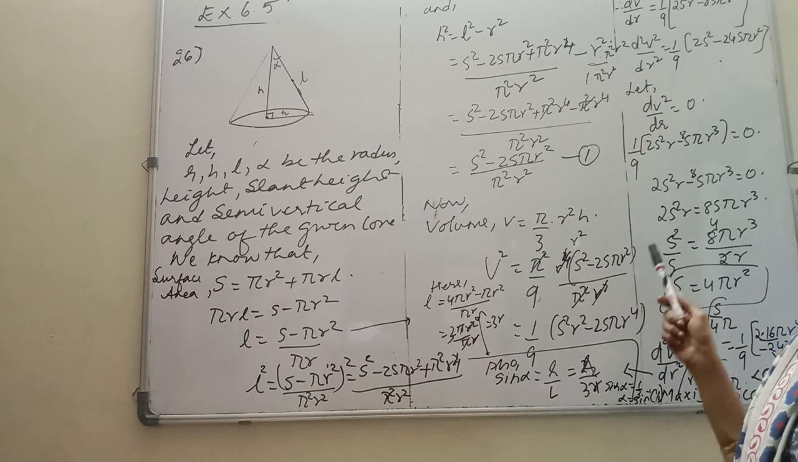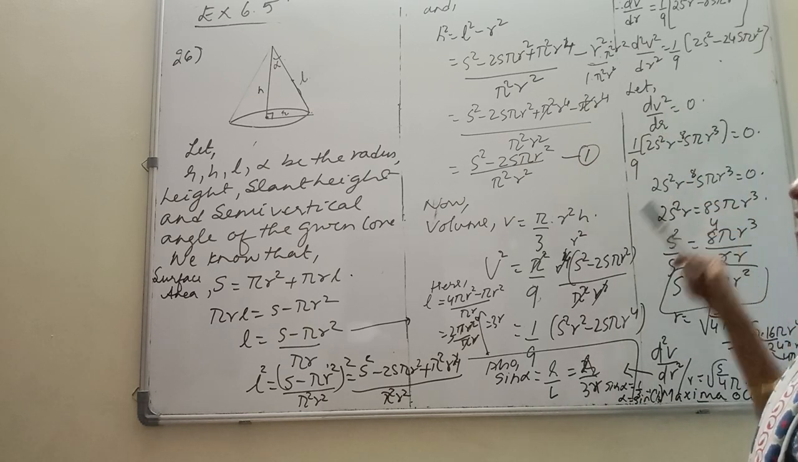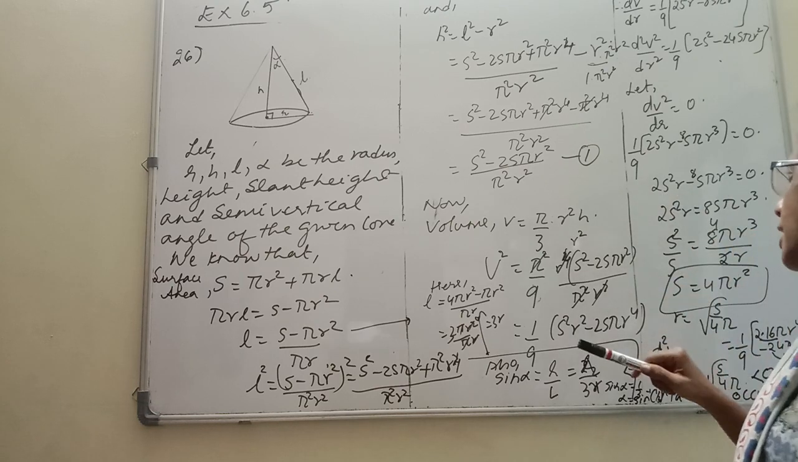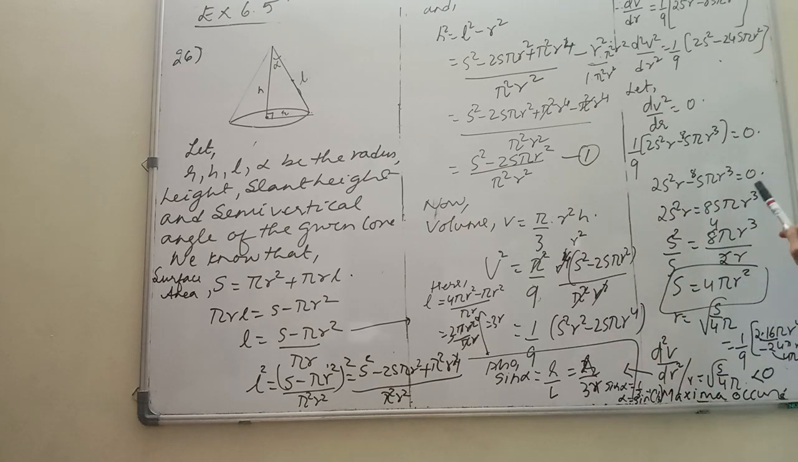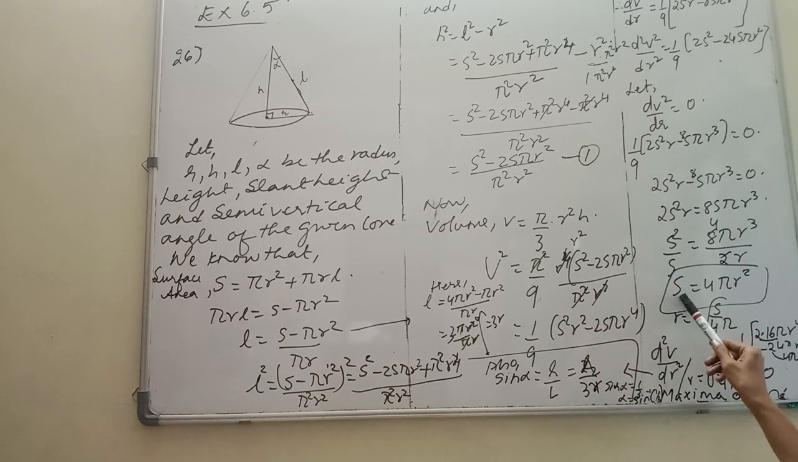Now we'll find the critical point. So dV squared by dR, we set it to 0. That's how we do the critical point. So it's 2S squared R minus 8S pi R cube equal to 0. We solve for S, keep S on one side and all other terms on the other side, and you'll get S as 4 pi R squared. That means R is root S over 4 pi.